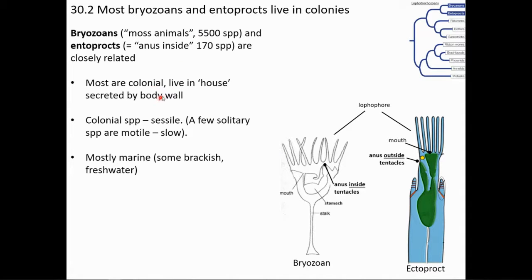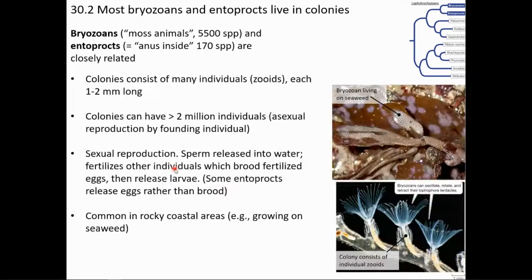They're also colonial. Remember, we described that they can build up colonies made up of lots of individuals, of these individuals here. And they're sessile. A few solitary species are motile, but that's very unusual. Most of them are colonial, and they're mostly marine, okay? Okay, and we will take up on this slide next time.